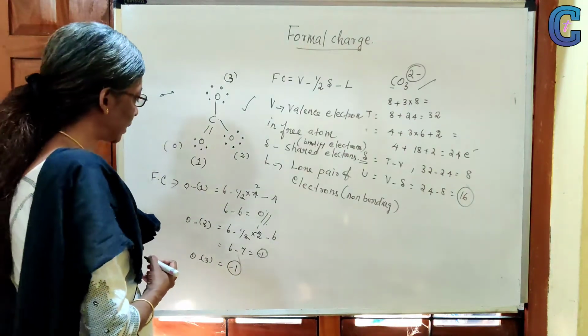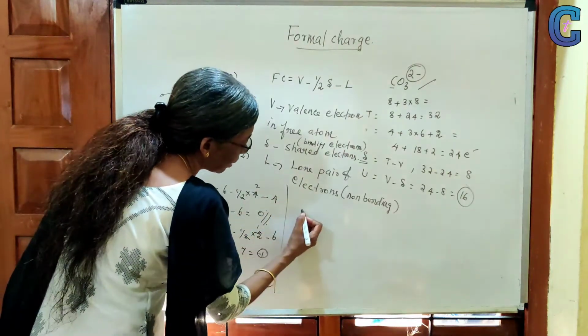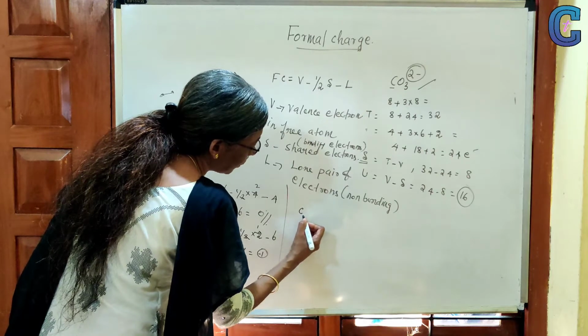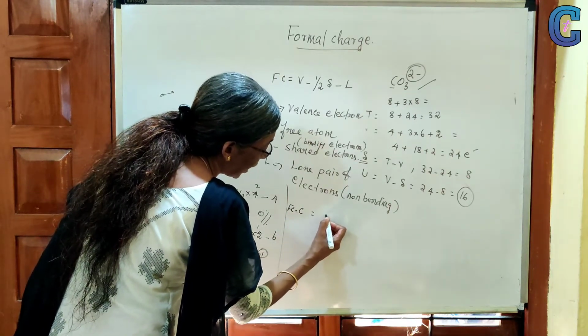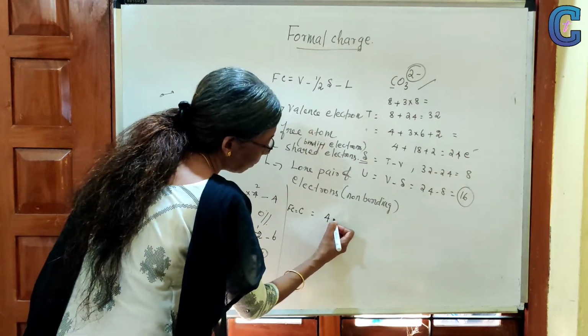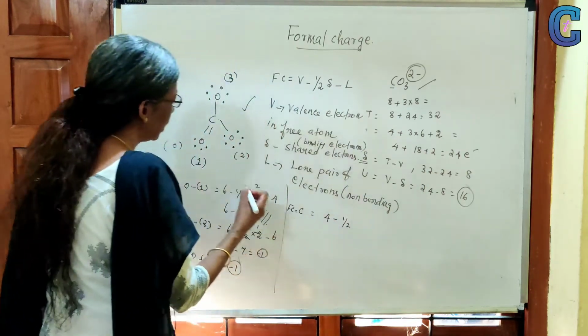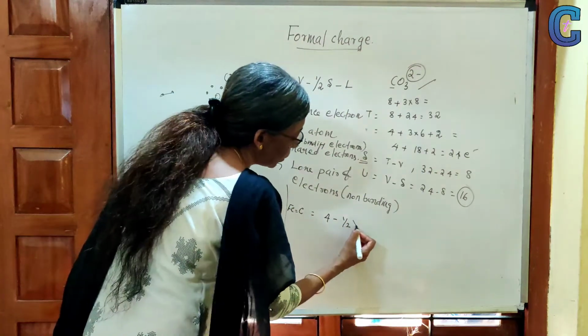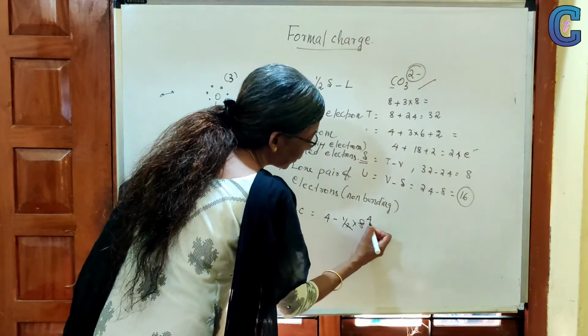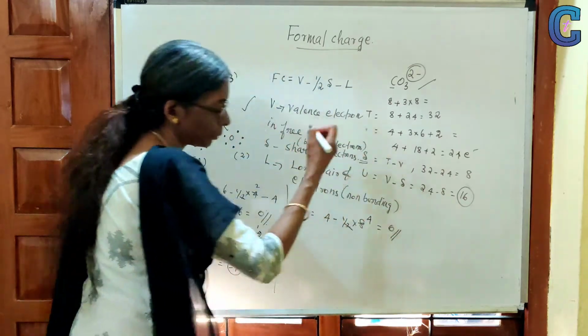Okay, now let us see the carbon atom. Formal charge on carbon is equal to valence electrons 4 in the free atom minus half into shared electrons, 2, 4, 6, 8. So 4 minus 4 is equal to 0.